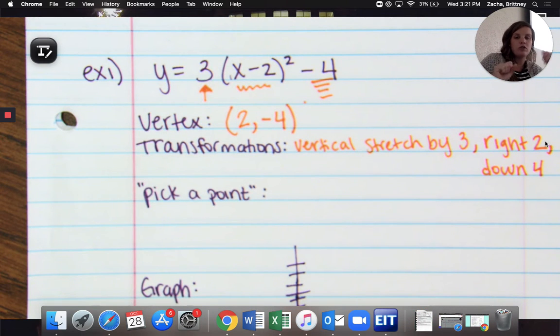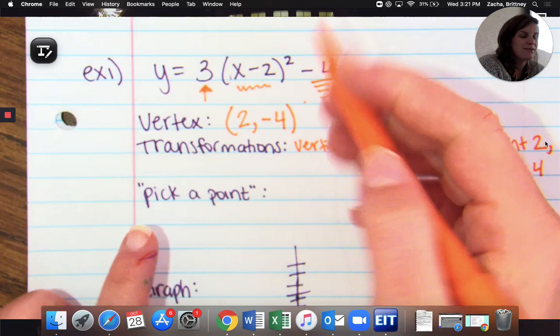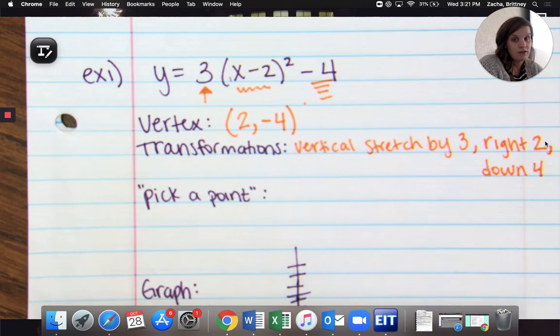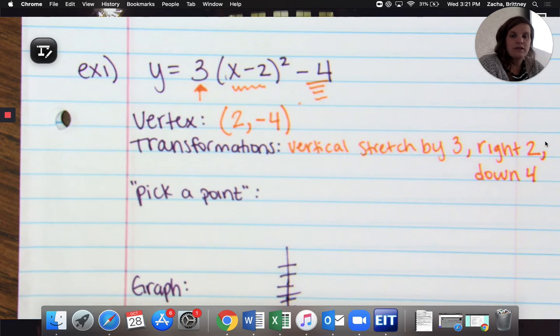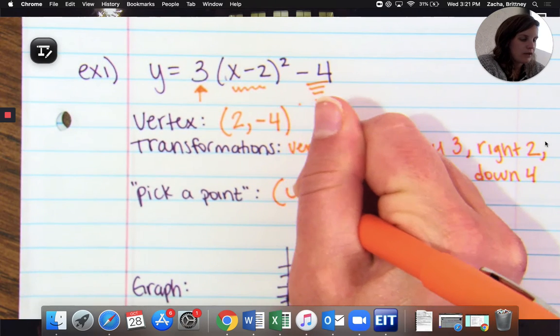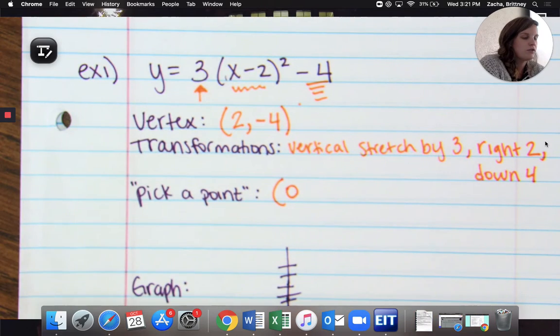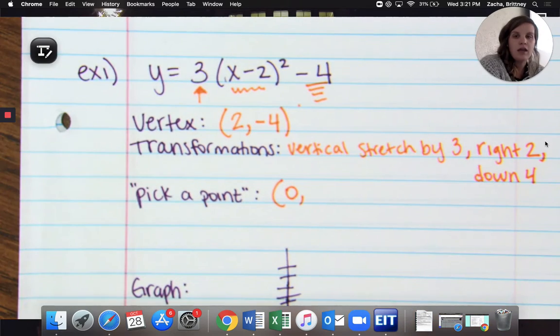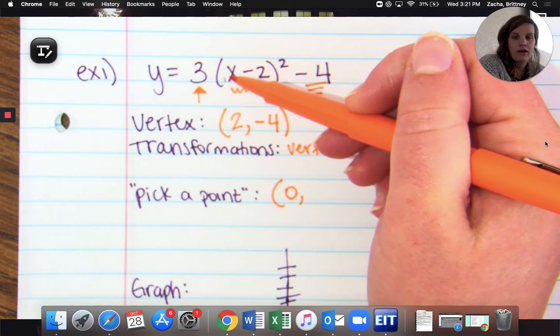Okay, and then I'll show you how you can still create a rough sketch without having to create a super long t-chart. We'll just use one point to get another point, and then be able to get the rough sketch of the graph. So pick a point, it doesn't matter, you pick any x value. I would suggest doing 0, just because 0 is pretty easy to do mentally, but it doesn't matter.